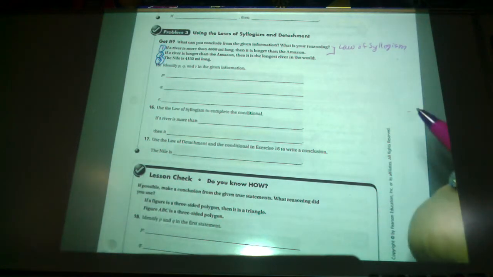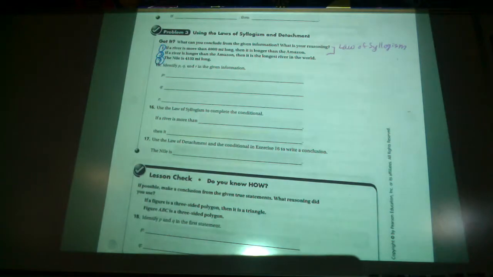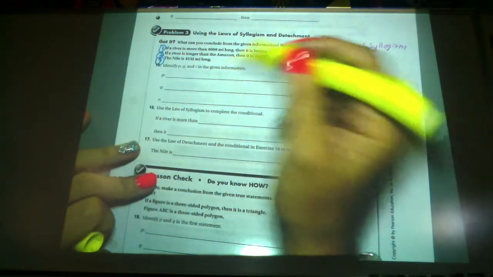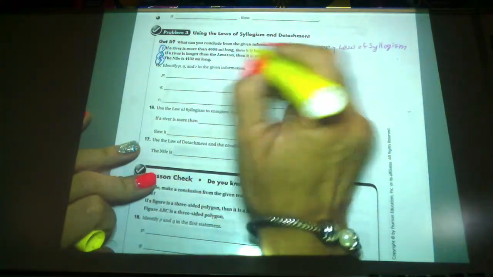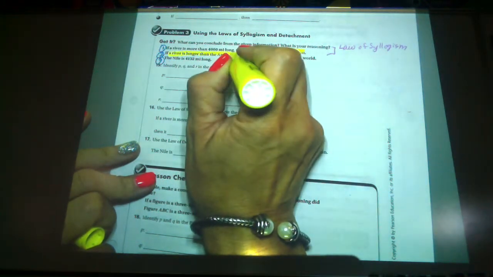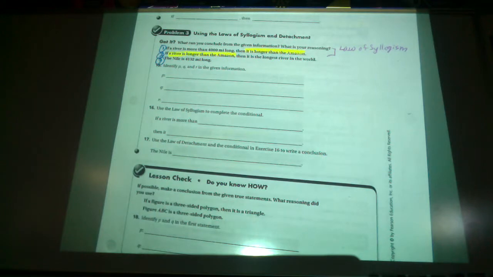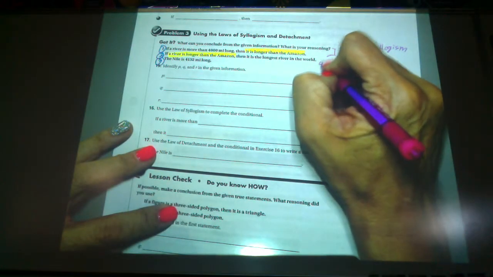So we can use those 2 statements right there. Look to see what was repeated. It is longer than the Amazon. A river is longer than the Amazon. Isn't that the part that's repeated? So what is the statement that we're going to get from that? So what's statement 4 that we can get from that?